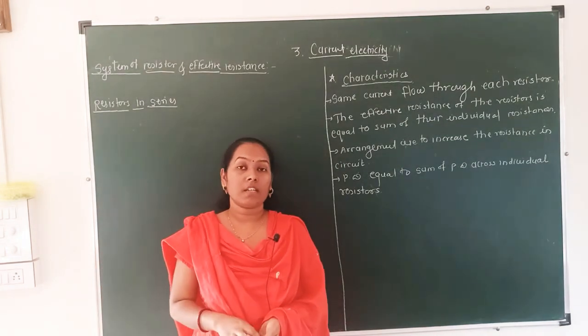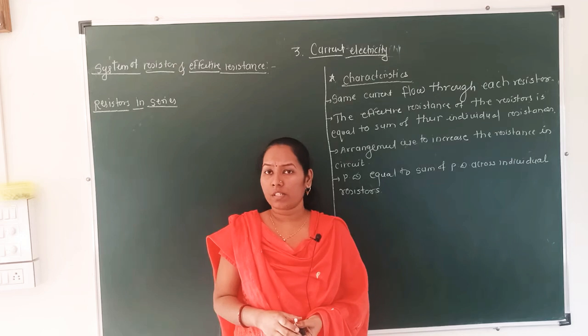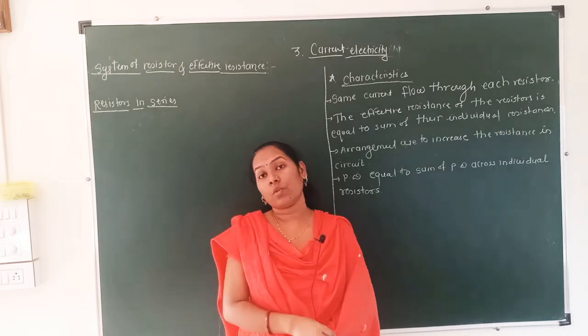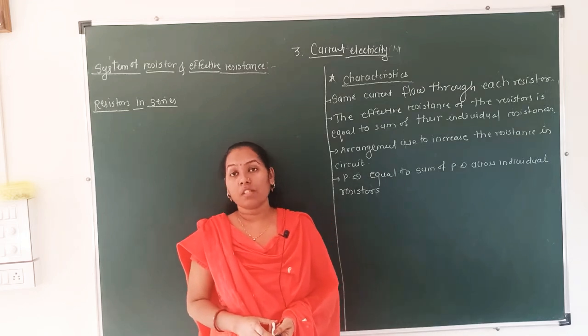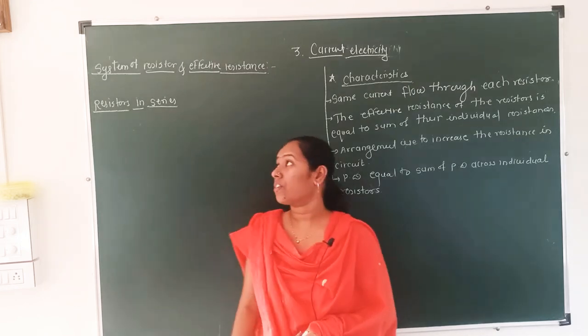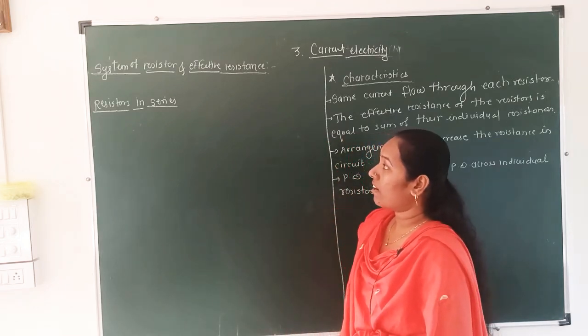Hello students, we are discussing the topic current electricity. In the previous video lecture, we discussed the symbols for various components used in an electric circuit and the uses of those particular symbols and components. In this video lecture, we are going to discuss the two systems of resistors and effective resistance.